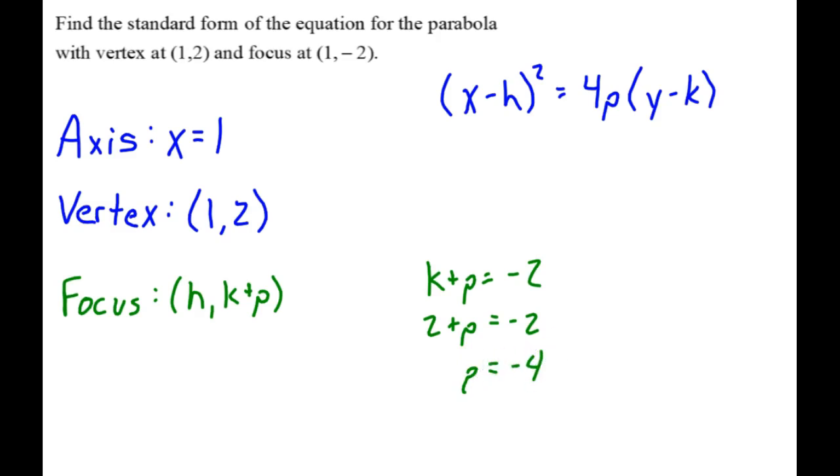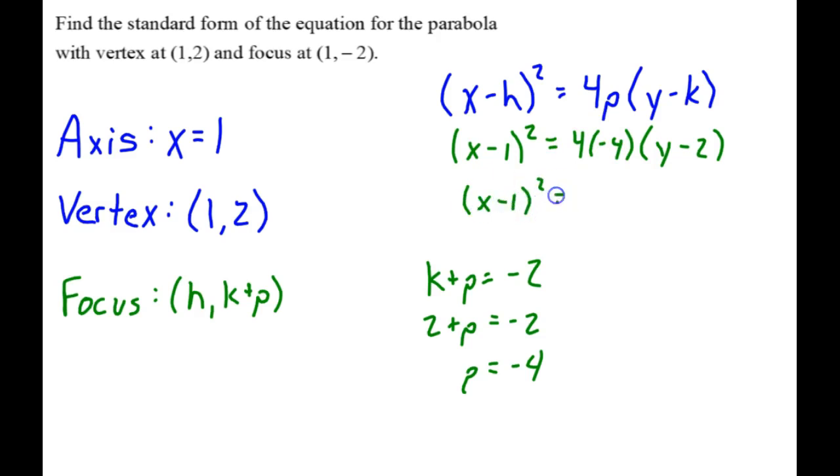Now I just have to plug in all of the information. We have (x minus our h value of 1) quantity squared, equal to 4 times our p value, negative 4, and then that's times the quantity (y minus 2). Now we just simplify 4 times negative 4. So our final equation is going to be (x minus 1) quantity squared equal to negative 16 times the quantity (y minus 2).